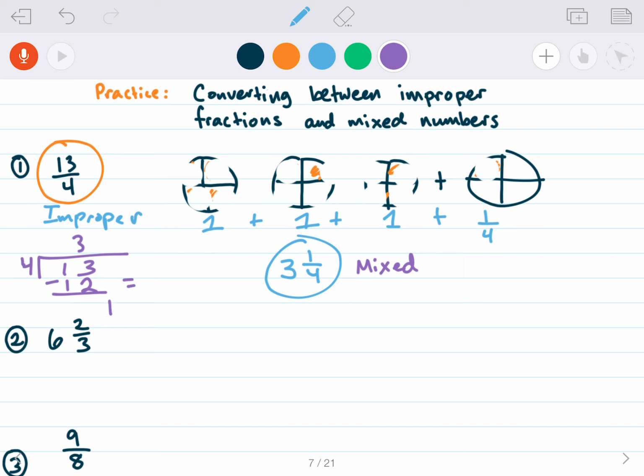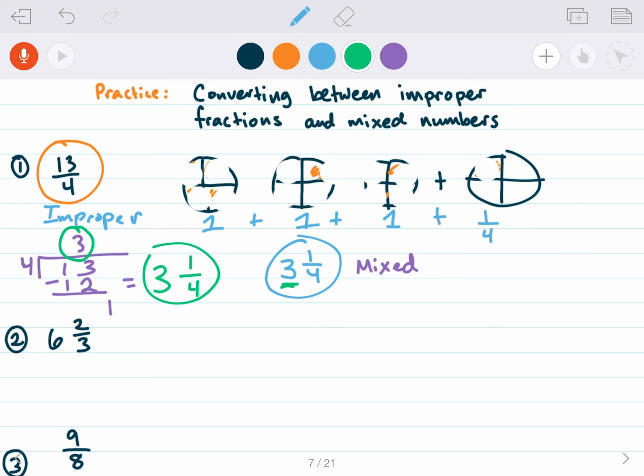And so as a mixed number, we take this number on top, and that's our big number. And then the remainder is the numerator of the part, which is 1. And the denominator is going to be this number on the outside of the house. So that's the shortcut. Either way, we're going to get the same answer.